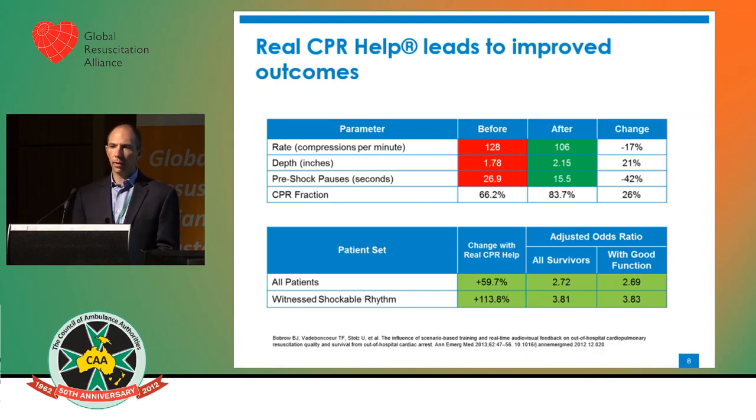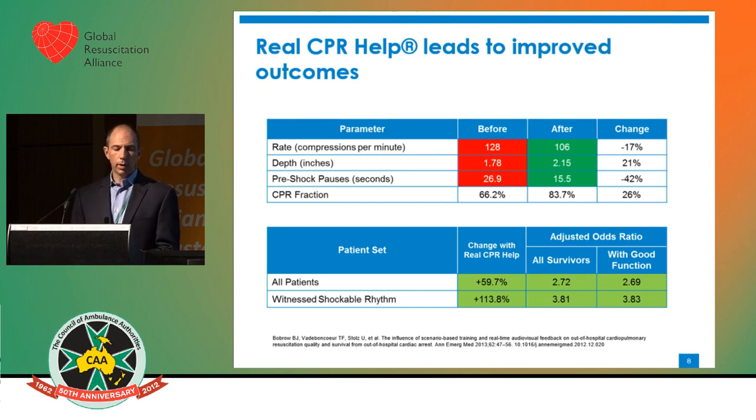Ben Barbaro and Tyler Vaudebancourt, who showed, in a blinded study, that initially they collected data for about 16 months with zero feedback, just data collection, and then we added feedback and training, and you can see some of the numbers. So before feedback, average compression rate 128 per minute. After, average was 106 per minute. Before, average depth 1.78 inches. After, 2.15. Pre-shock pauses 26.9 seconds prior to implementation of feedback. After, 15.5. Certainly, we've shown with the last two presenters that we can certainly do better than 15.5 seconds for pre-shock pause.